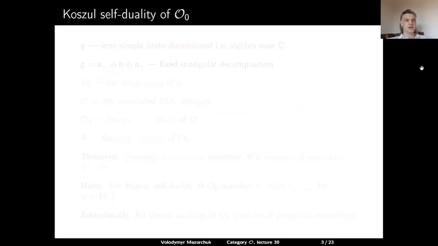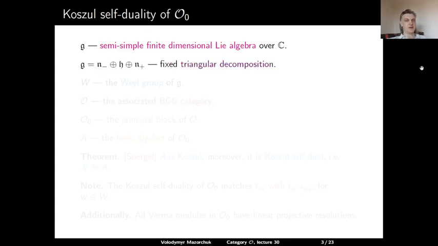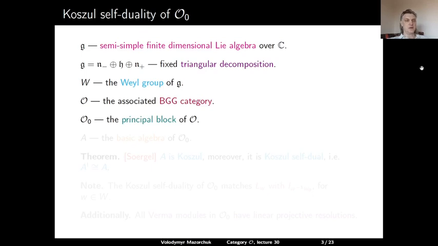Now let us recall the application of the Koszul duality to category O. Let G be a semi-simple finite-dimensional complex Lie algebra with a fixed triangular decomposition into the negative part n minus, the Cartan subalgebra H, and the positive part n plus. Let W be the Weyl group of G, and O the associated Bernstein-Gelfand-Gelfand category. Let O0 be the principal block of O, and let A be the basic algebra of O0.